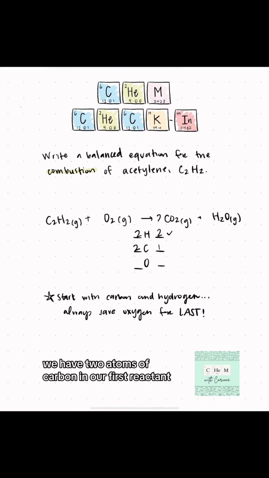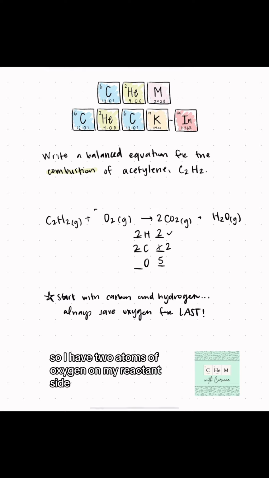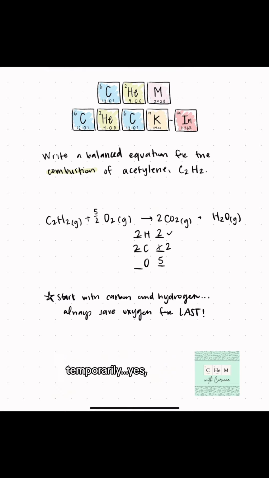We have 2 atoms of carbon in our first reactant. We need to put a coefficient of 2 out in front of CO2. Now I'm going to count up my oxygen atoms on my product side, the right side. I have 5 atoms of oxygen, and oxygen is a diatomic molecule. So I have 2 atoms of oxygen on my reactant side. I'm going to put 5 halves there temporarily.